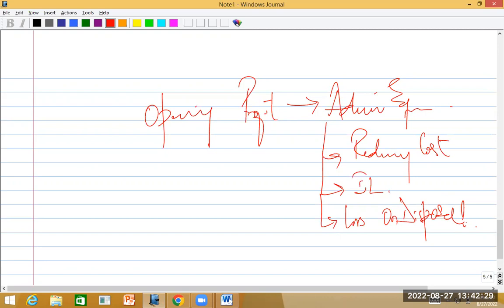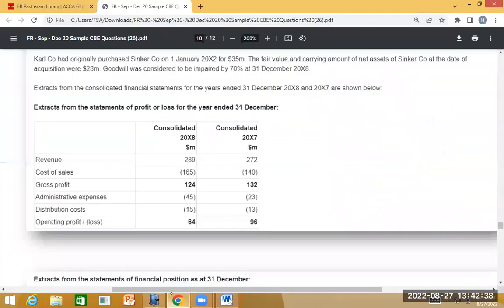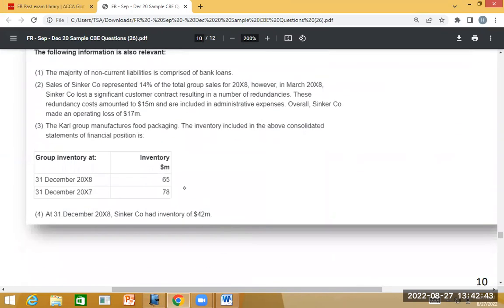And another reason could be that Sinker itself is a loss making entity, which is mentioned here in the paragraph. As you can see, in the last line, Sinker has made an operating loss of 17 million in addition to the loss on disposal. Sinker company is making a loss of 17 million. So these are the reasons.